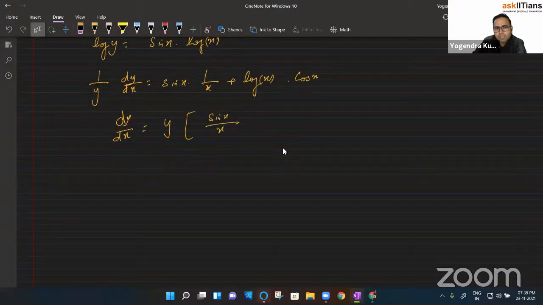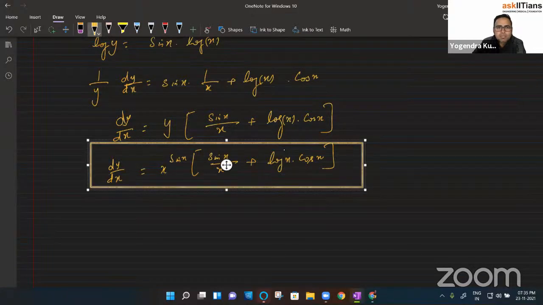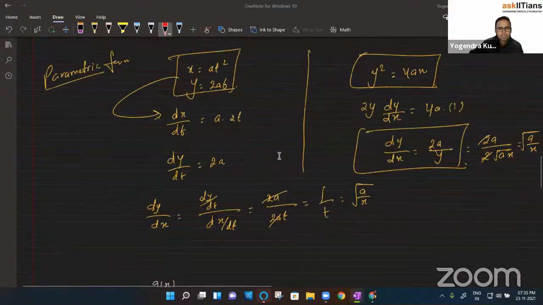Sine of x divided by x plus log of x into cos of x. That's it. Now, what is y? y is x raised to sine of x, and this bracket as it is: sine of x by x plus log of x into cos of x. This is our dy by dx. This is how we need to give the answer. Clear, guys? So this is how the differentiation part is completed.